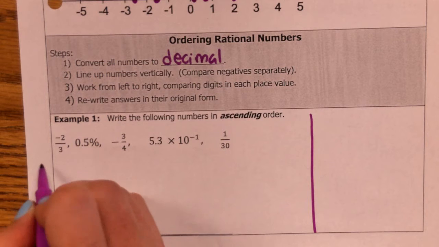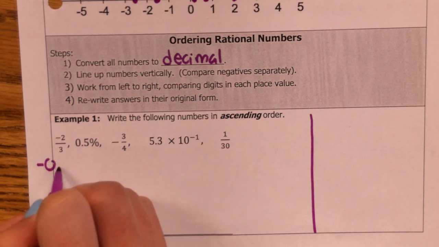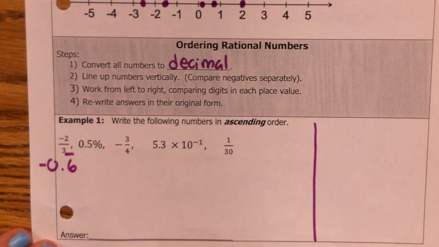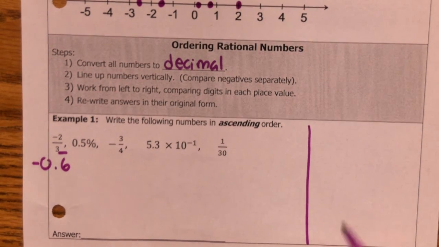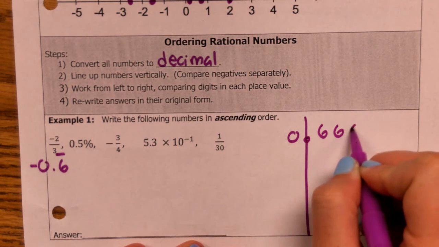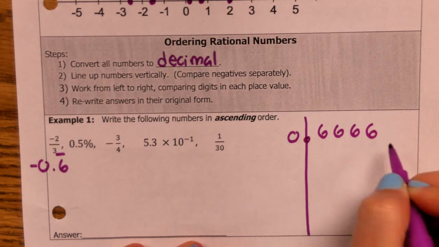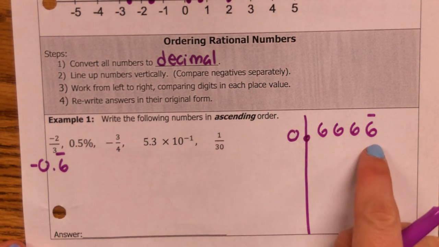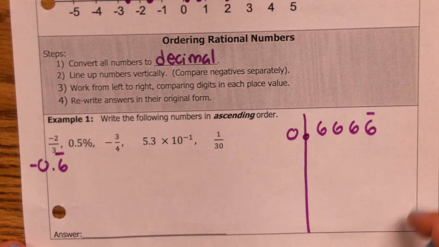So, negative 2/3 is negative 0.6 repeating. When I write that down, though, I'm going to write out all the 6's. So 0.6666. If you write down 4 decimal spots, that will be enough. You don't have to keep going.